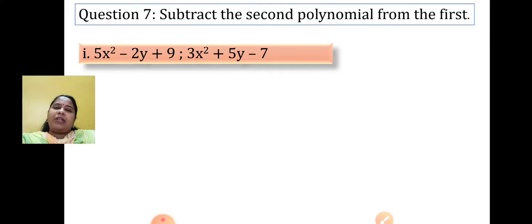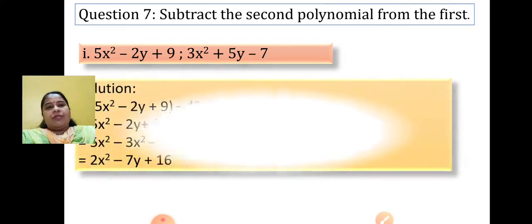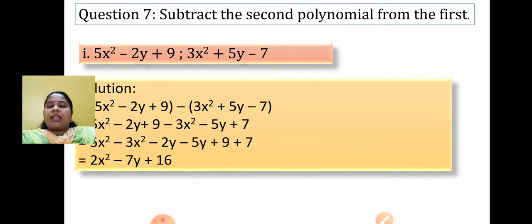Now we need to subtract this polynomial. Read the question properly. It is subtract the second polynomial from the first. It means that this polynomial is to be subtracted from here. Now what are the rules or the steps that have to be followed? When we are subtracting, the first step is to put the second polynomial compulsorily in bracket. Okay, so this is the second polynomial.